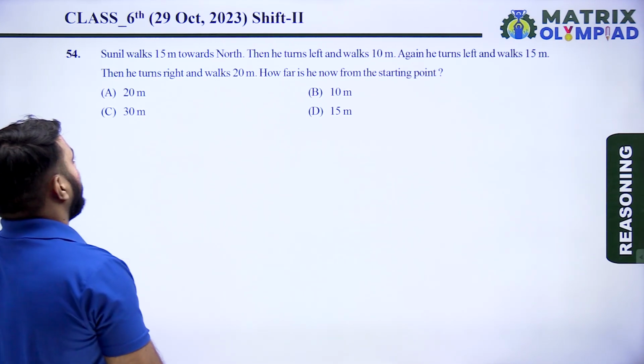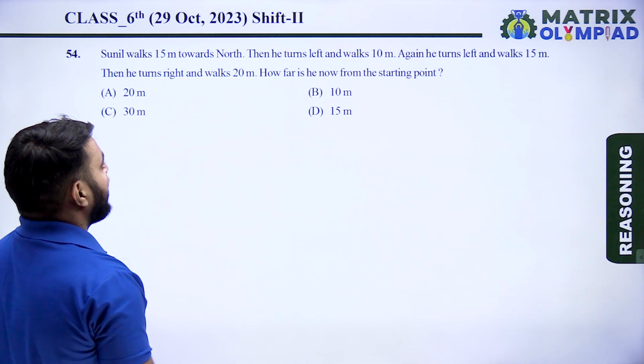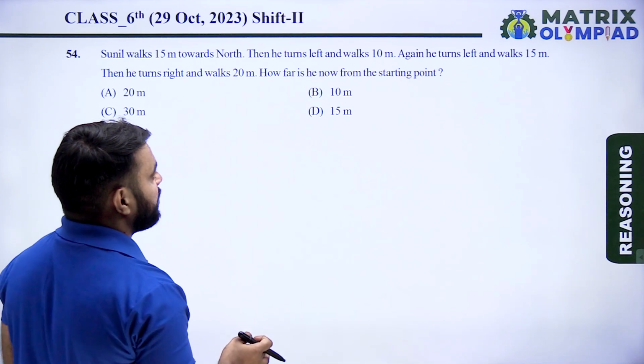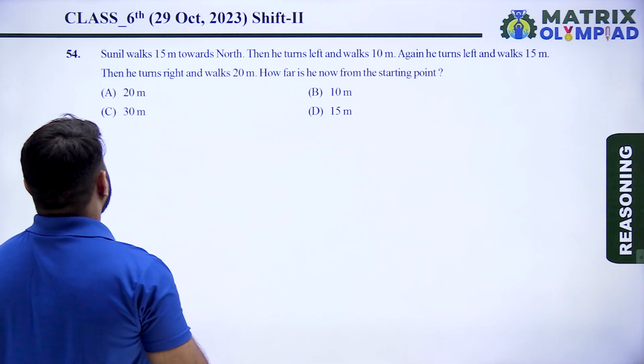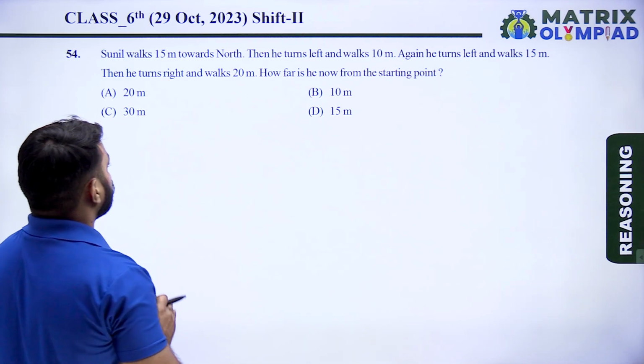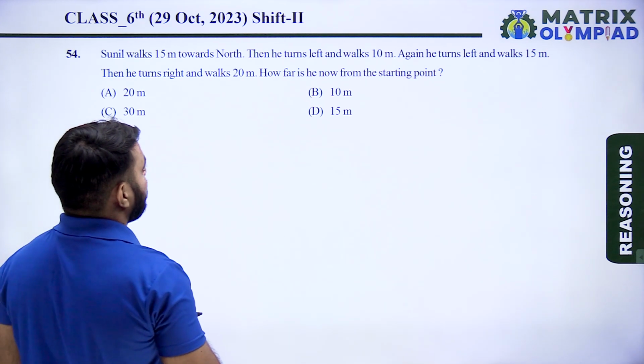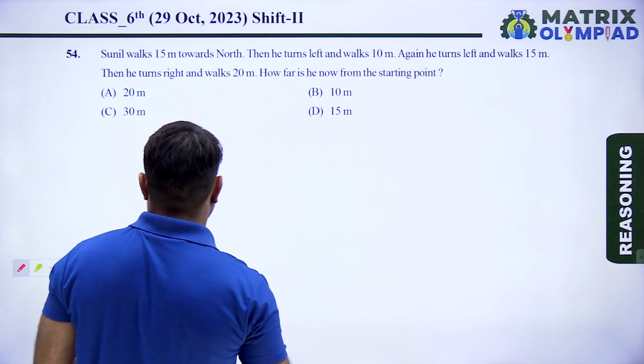Sunil walks 15 meters towards north. Then he turns left and walks 10 meters. Again he turns left and walks 15 meters. Then he turns right and walks 20 meters. How far is he now from the starting point?